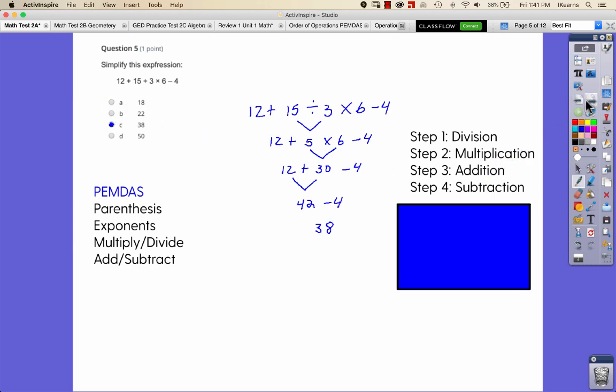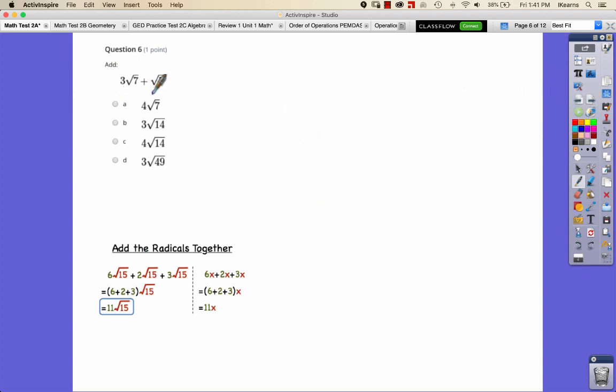Okay. Number 6. You've got add 3 radical 7 plus radical 7. Well, let's look at the rules down here. Here's an example that I pulled off the web. If you have 6 radical 15 plus 2 radical 15 plus 3 radical 15, you can actually think of the radicals as x's. So you would add the 6 and the 2 and the 3 together and then put x on the end. So the answer down here would be 11 radical 15. Just like here, the answer is 11x.